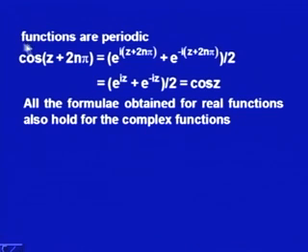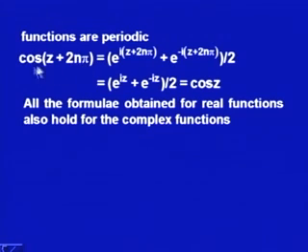And from the way we have defined sine and cosine functions, one can further notice that these functions are also periodic functions, and they are of period 2 pi.